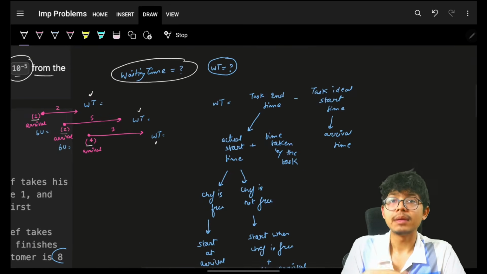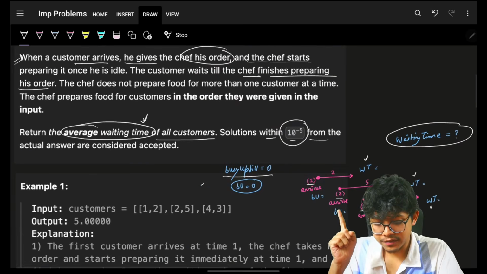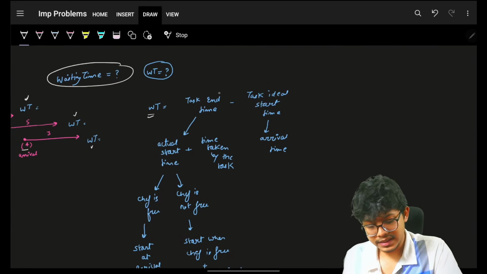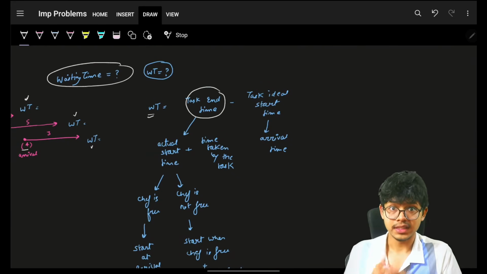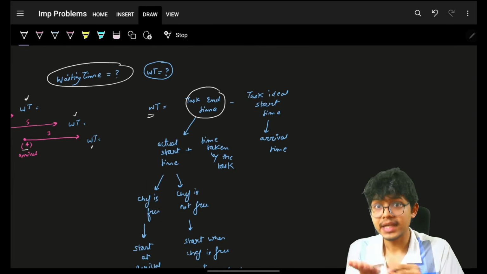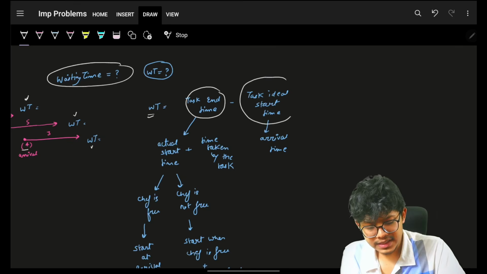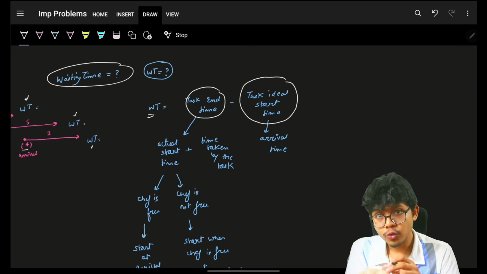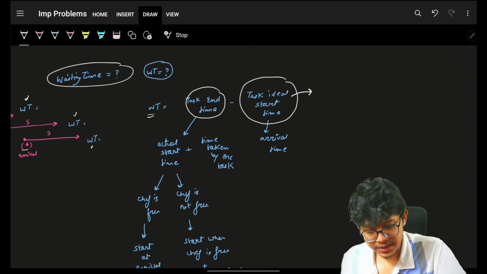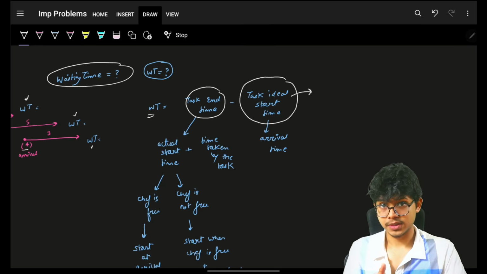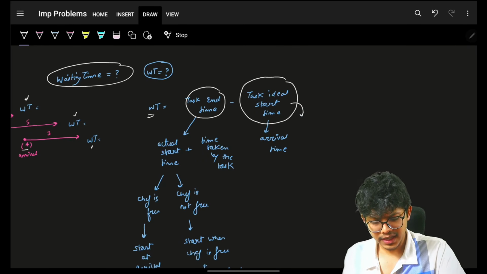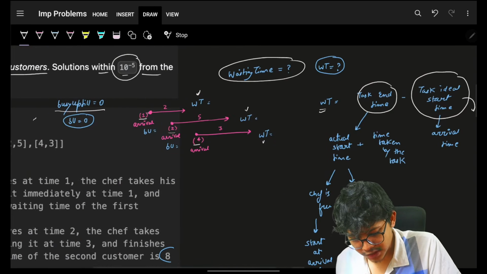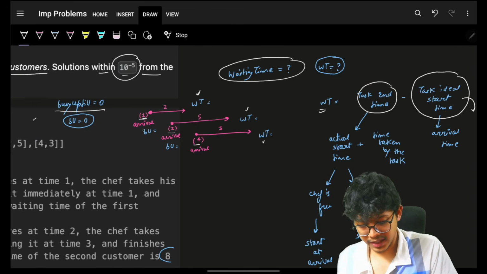If this is my prime aim, then how can I find it? The same way we learned what a waiting time is. We realized the waiting time is nothing but the task end time, when the food is actually made and in your hand, minus the task ideal start time, where in this scenario the task is food. So the food ideal start time will be the arrival time of the customer. I can say that the food should be delivered to the customer as soon as the customer came in, at the arrival time.